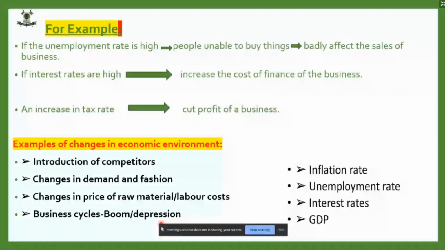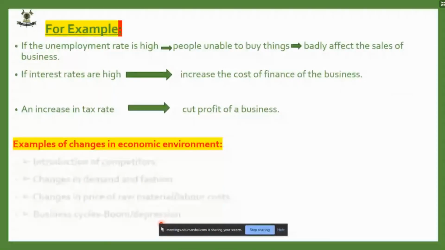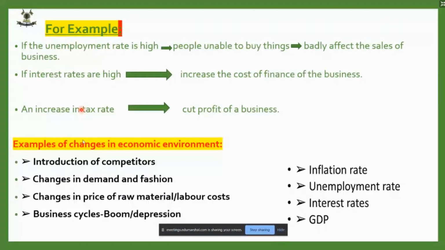If there is a change in any of these things, there is going to be an impact on the business, indirectly or maybe directly, because this is the economic environment. So what is the economic environment, children? It is something which is going to have an impact on the business or on the productivity of the business. That constitutes the economic environment. So these are the words which you will be remembering.